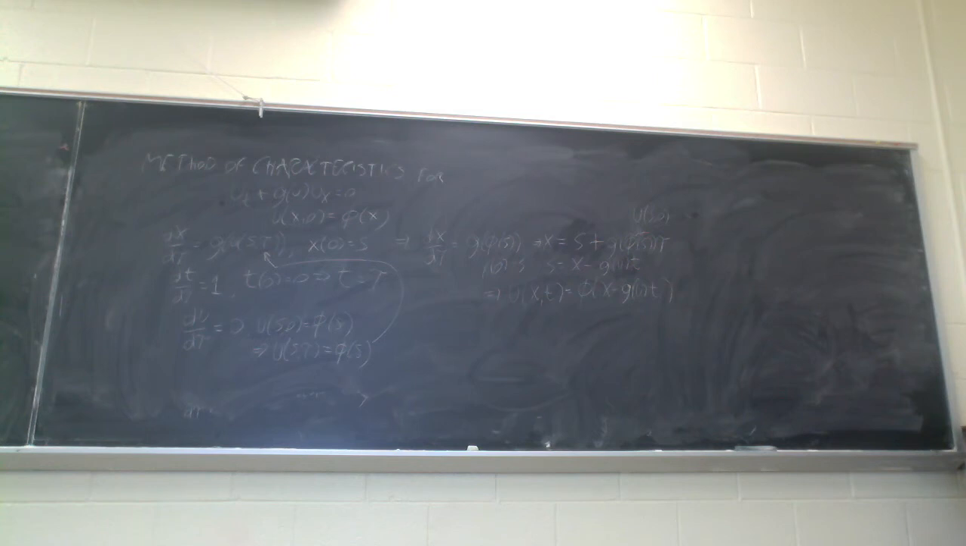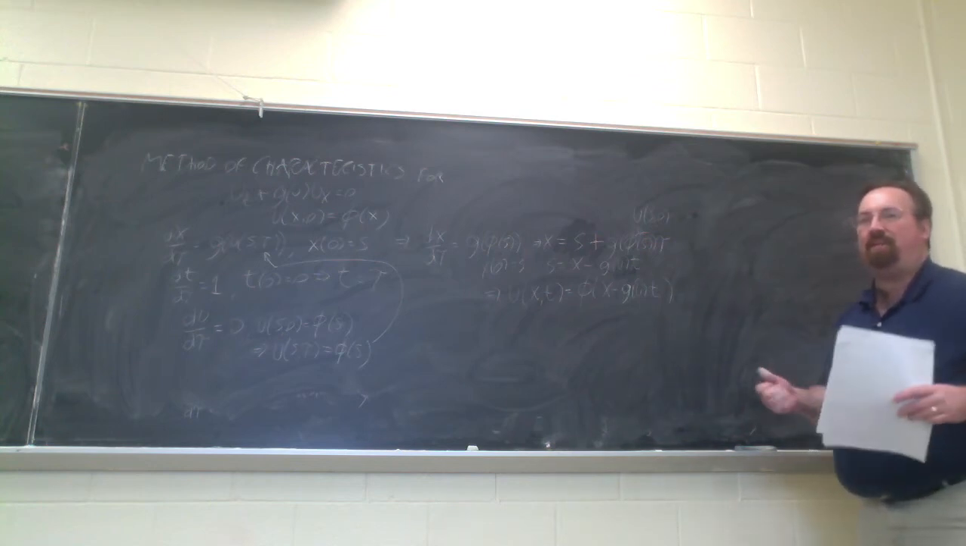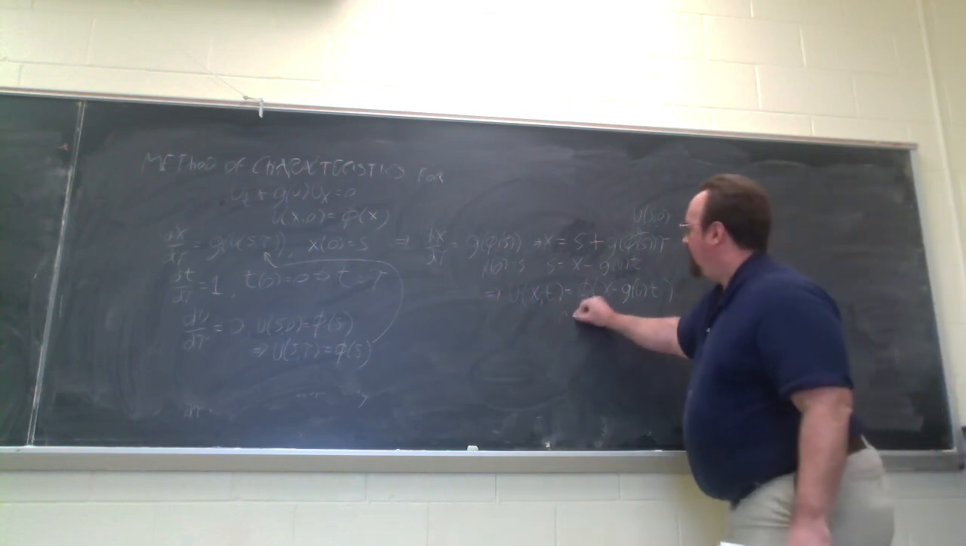Because u of s,tau is phi of s. Wait, say again. u of x,t is actually phi of s. Yes, because u of s,tau is phi of s, because it's not changing with respect to tau. So this is an implicit solution.